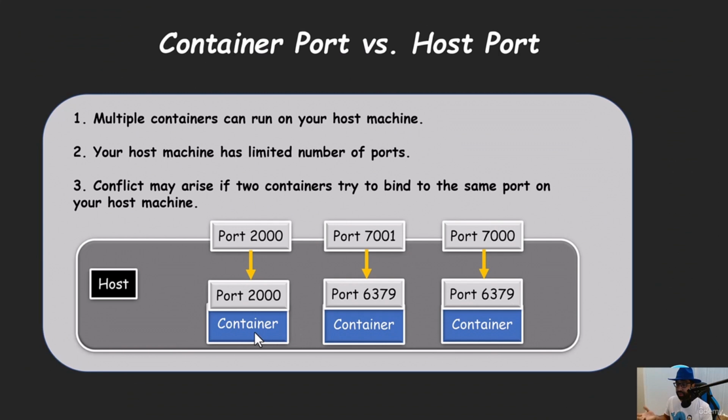So you can have a container listening on port 2000, and this container port is being mapped to the host port, or being bound to the host port 2000. That's okay. You can also have two containers listening on port 6379. So I have two containers here listening on port 6379, but they are being mapped to two different ports on the host machine, which is 7001 for one container and port 7000 for the other. So this is all good. This works fine.